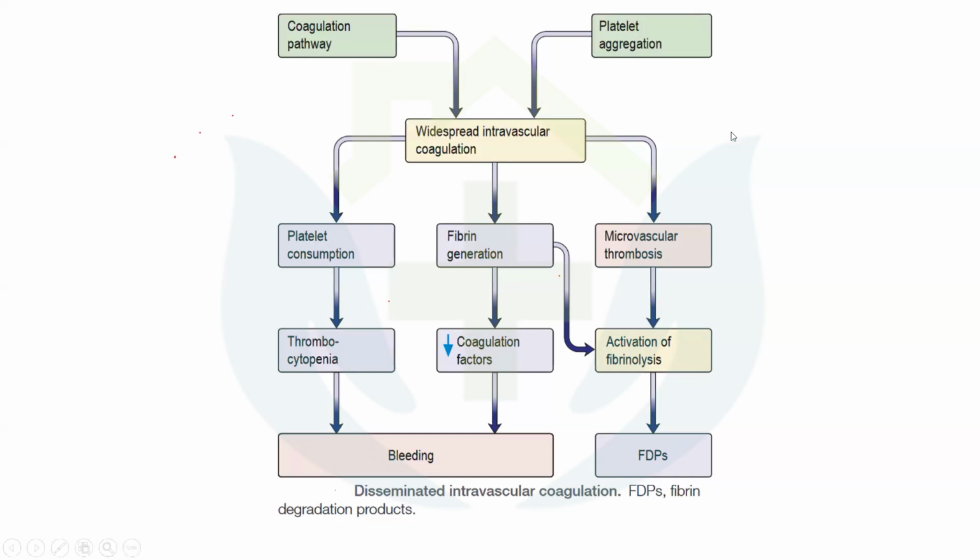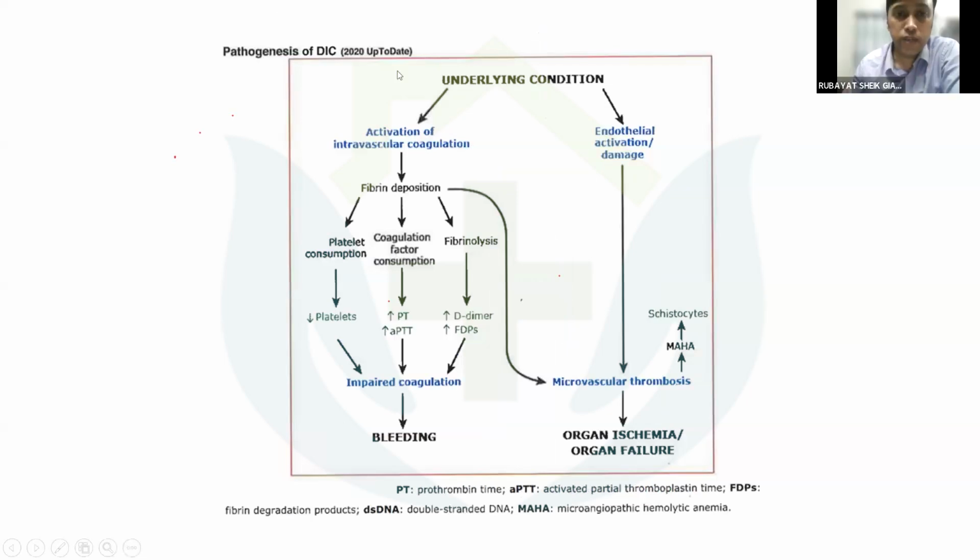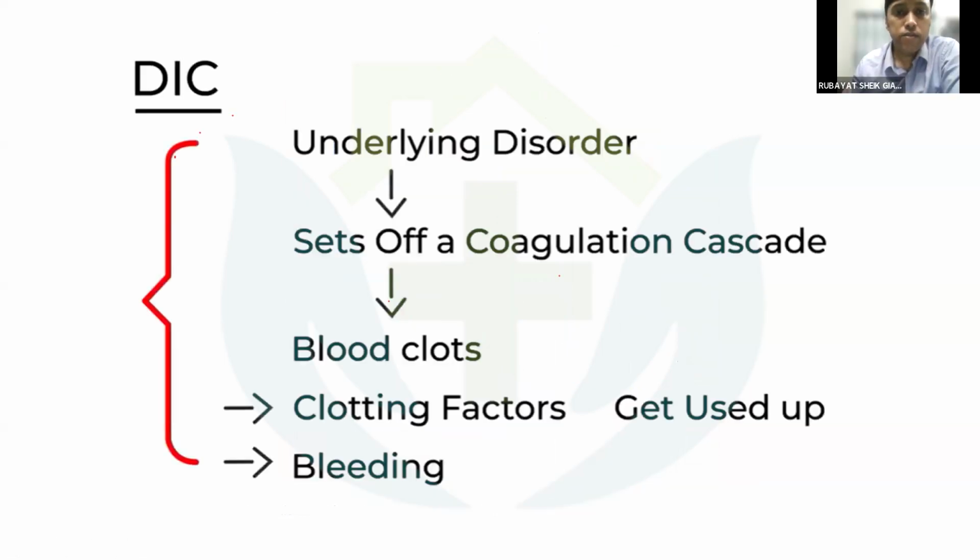Yes, sir. Okay. So this is another way of looking at it. So what causes this coagulation cascade to go off like this? It's almost a series of events. Some underlying disorder activates the coagulation cascade. We'll look at these underlying disorders later. Okay, so you have blood clots, the clotting factors get used up, the platelets get used up within the clots, and there is bleeding.